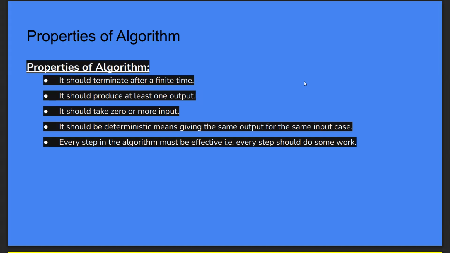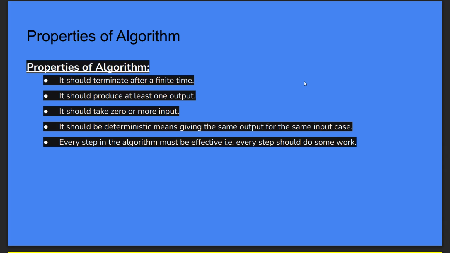After a certain amount of time, this algorithm should stop, because in its characteristics it has the characteristic of finiteness. It means we should not go on infinitely. So for any algorithm, there is finiteness. So after a finite amount of time, it should be terminated. This is the first property, and also it should produce at least one output.